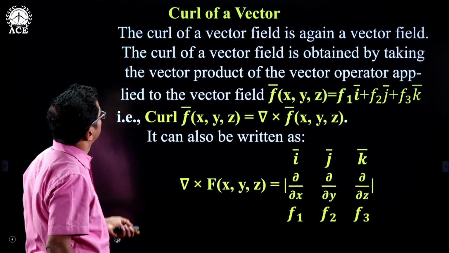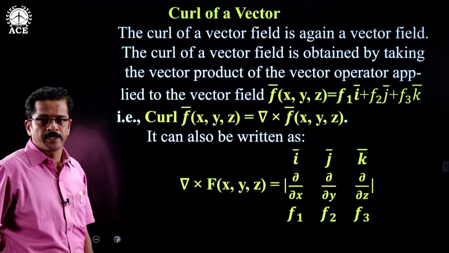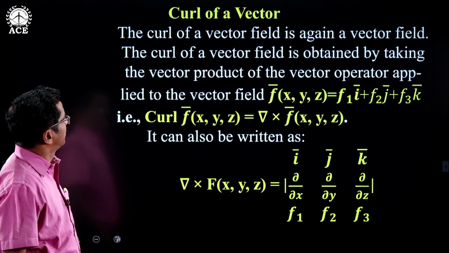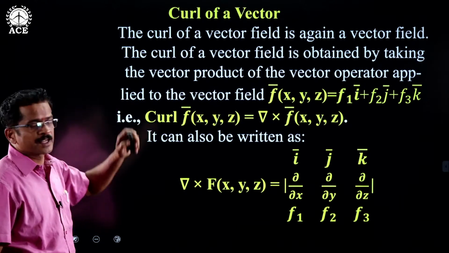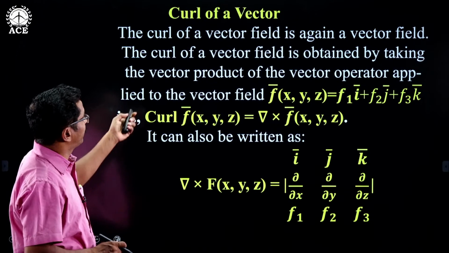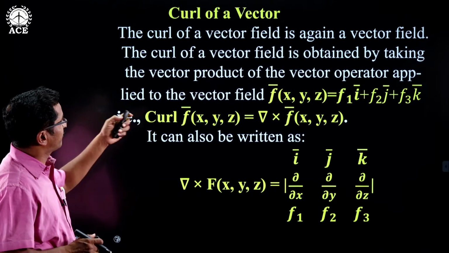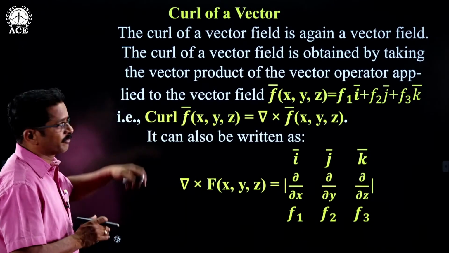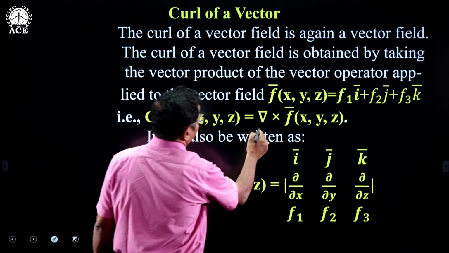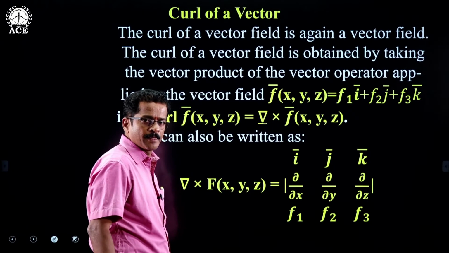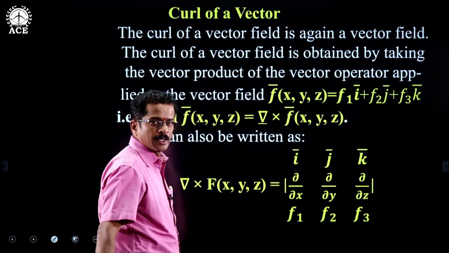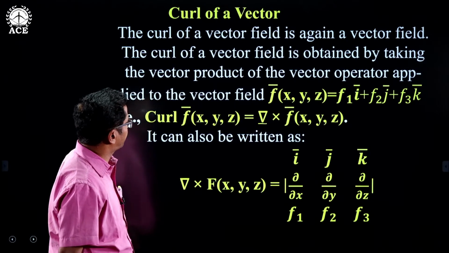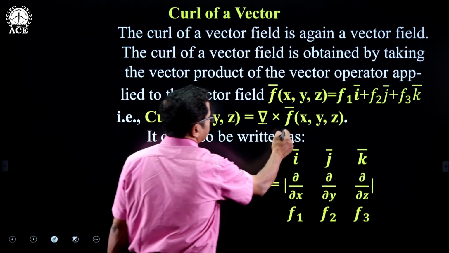Next, the curl of a vector. This is also a vector operation. The curl of a vector field is again a vector field. The curl of a vector field is obtained by taking the vector product of the vector differential operator with the vector field. I am taking the cross product, that is, the vector product, with the vector field.